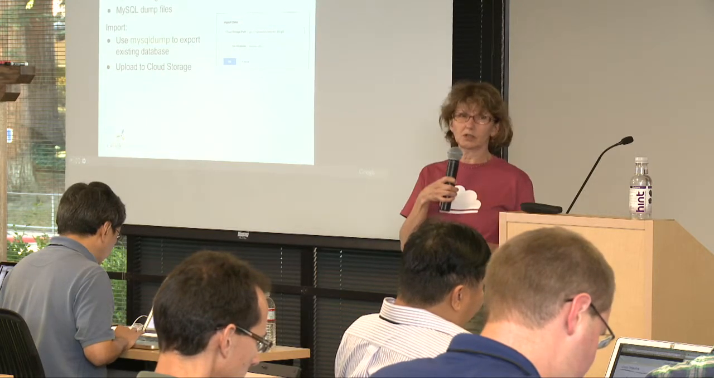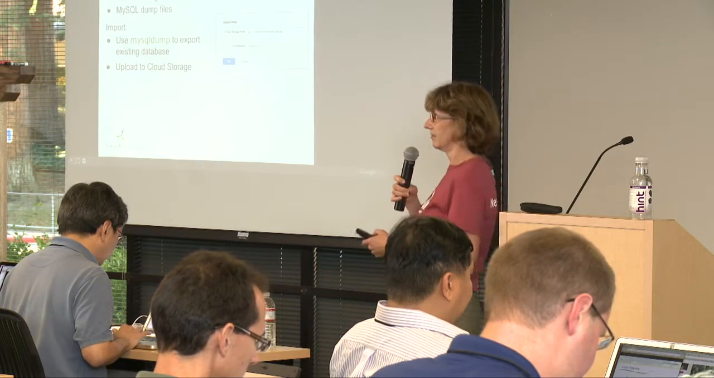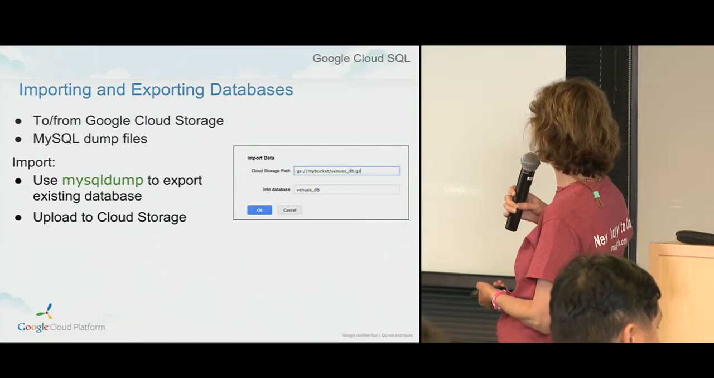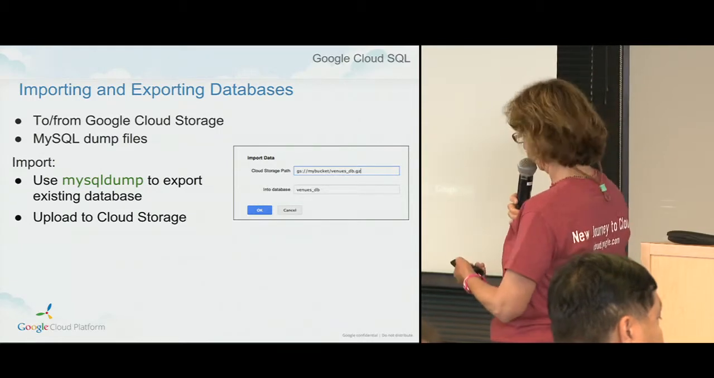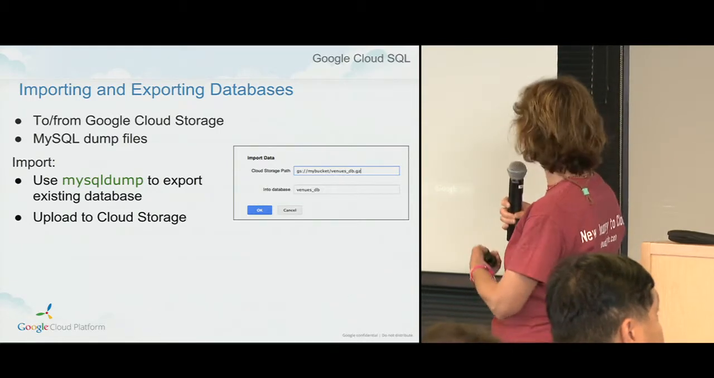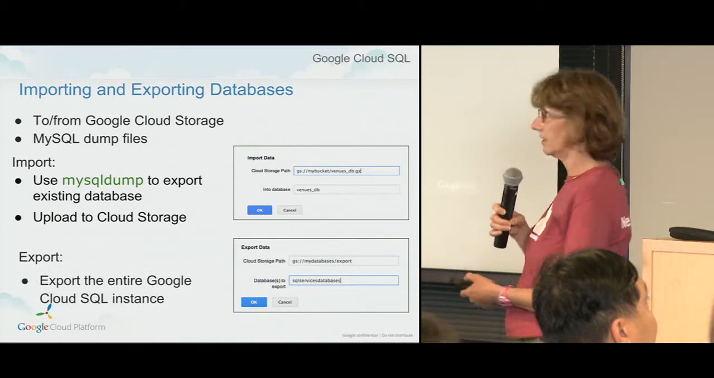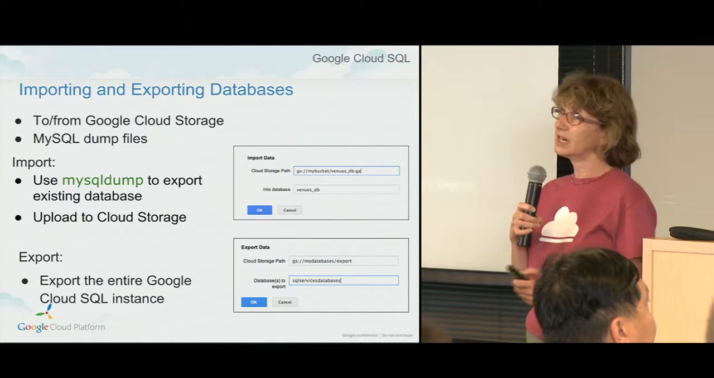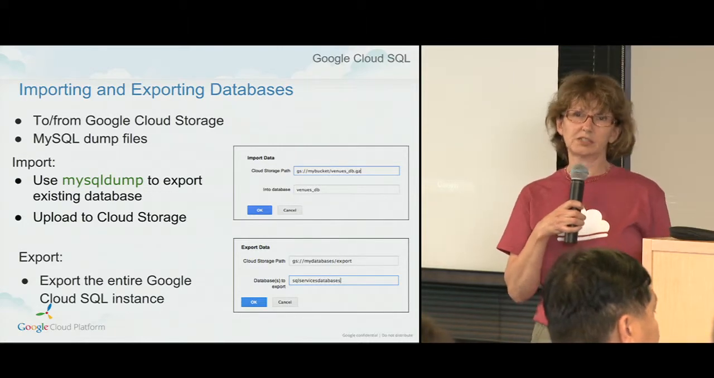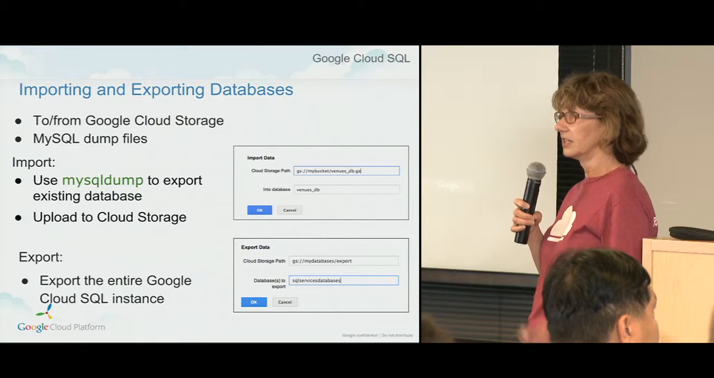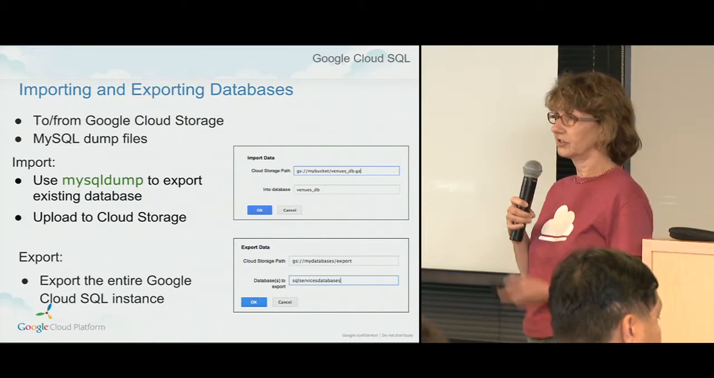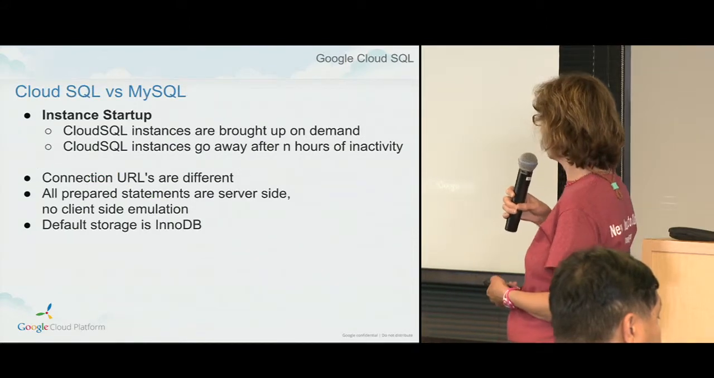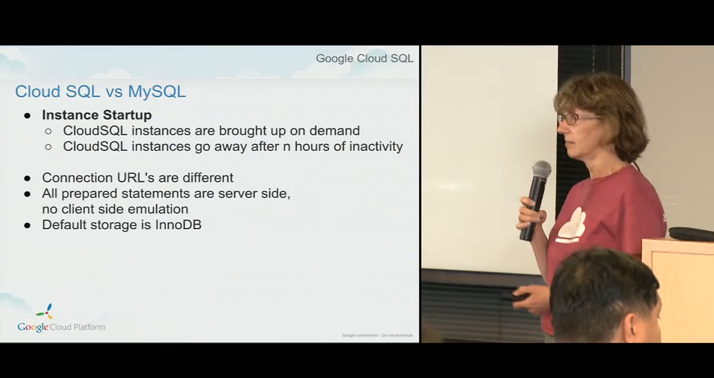But we do use Google Cloud Storage as the staging mechanism for importing and exporting. So to import, you just basically export your existing database, put it into Cloud Storage, and then import it. And if you're exporting, the one thing to know is that you have to export the entire instance. You can't export individual tables. You export the whole thing, shove it all out to Google Cloud Storage, and then do with it what you want.